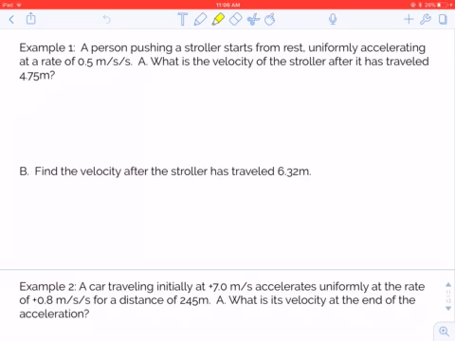Okay, so example 1, a person pushing a stroller starts from rest, uniformly accelerating at a rate of 0.5 meters per second squared. So they give us this constant acceleration rate. We know that's the acceleration because of the units, meters per second squared. Part A asks, what is the velocity of the stroller after it has traveled 4.75 meters?